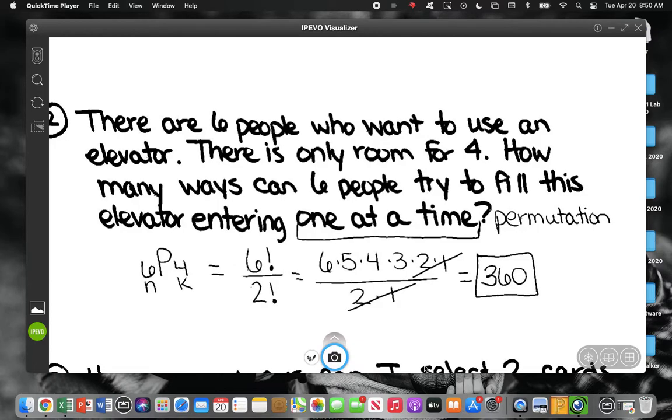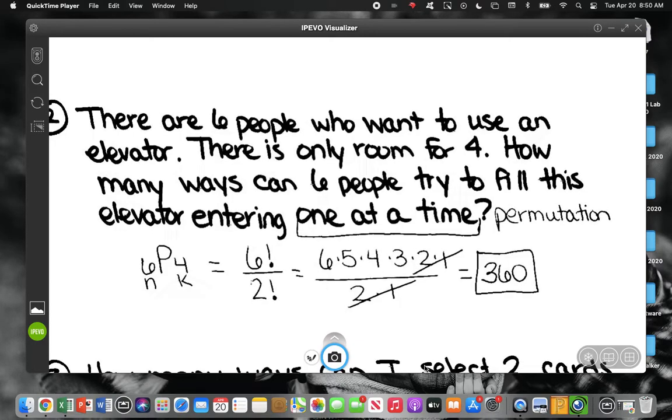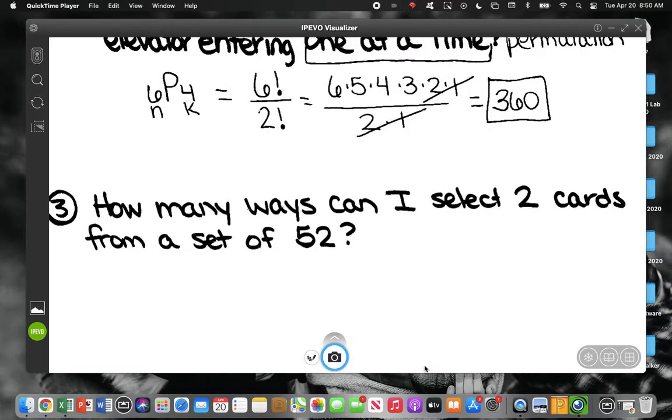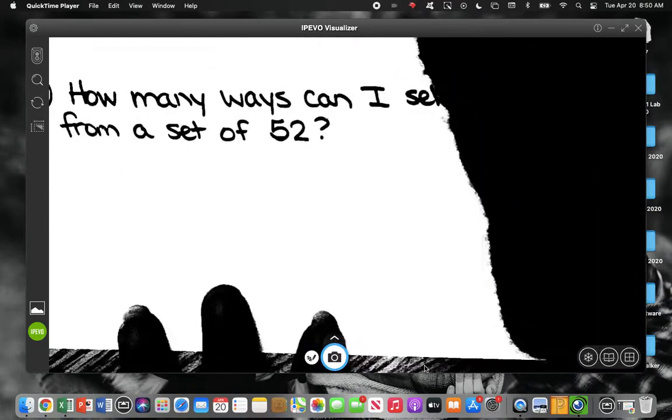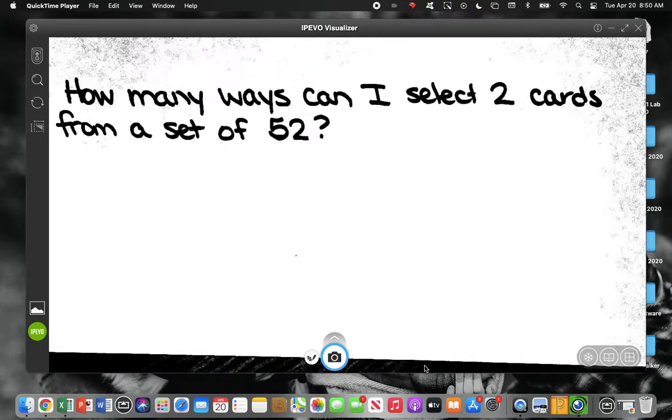I want you guys to try this next one on your own. How many ways can I select 2 cards from a set of 52? I'm just picking 2 cards. You try it on your own. Decide if it's a permutation or a combination, and then go with the formula. We will go over it, but I want to give you some time to try it by yourself first.